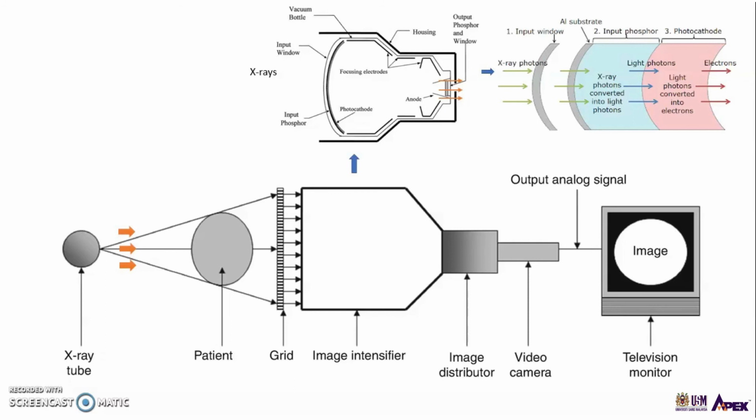Then, electrons with high kinetic energy will hit the output phosphor. The output phosphor then interacts with electrons and produces light. Lastly, the visible light produced can be seen on the television monitor as an image.